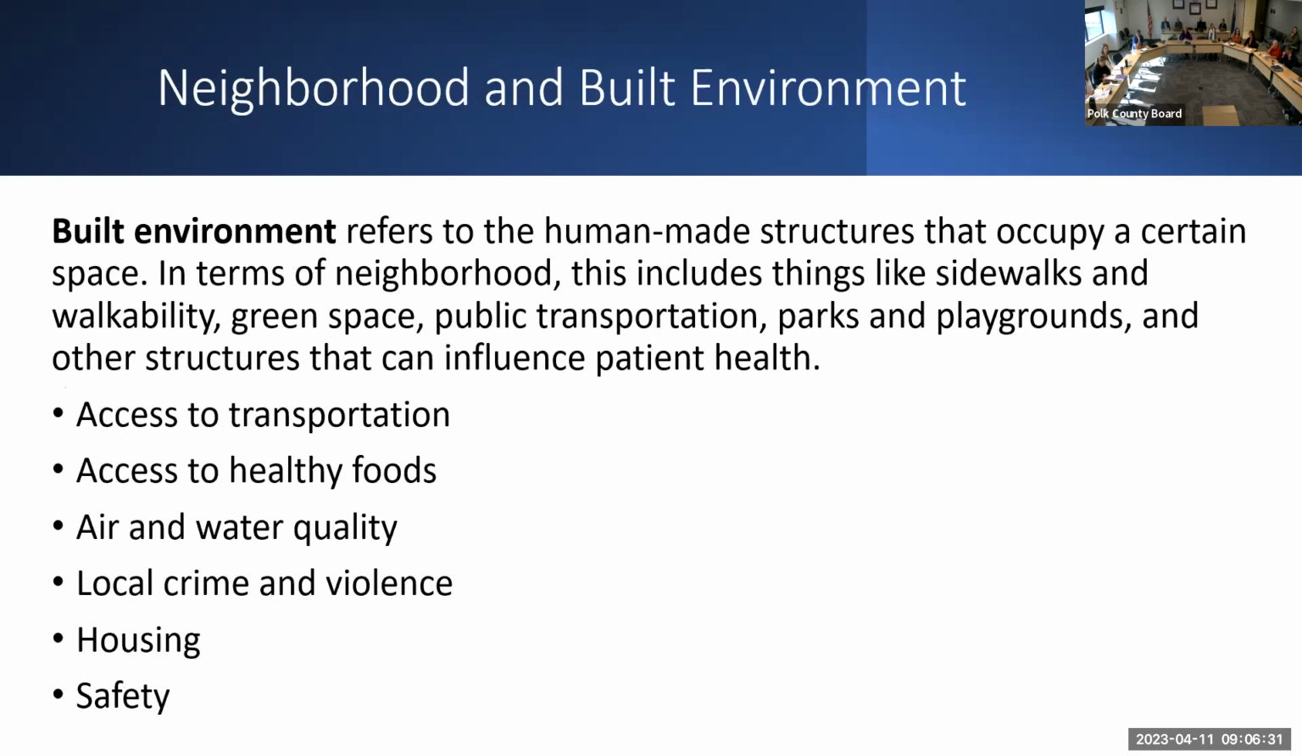The neighborhood and built environment refers to the human-made structures that occupy a certain space. In terms of neighborhoods, it includes things like sidewalks and walkability, green space, public transportation, parks and playgrounds, and other structures that can influence a person's health. So access to healthy foods within the neighborhood and the environment, access to transportation, air and water quality, local crime and violence can of course affect a person's safety. Housing and safety is tied back into local crime and violence and things like that. Next slide, please.